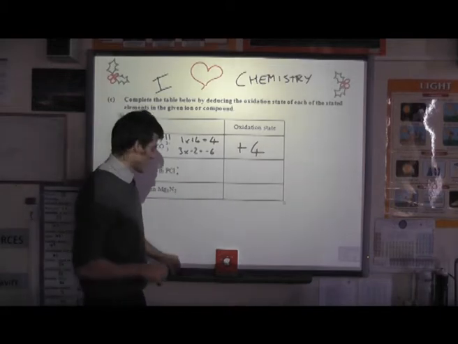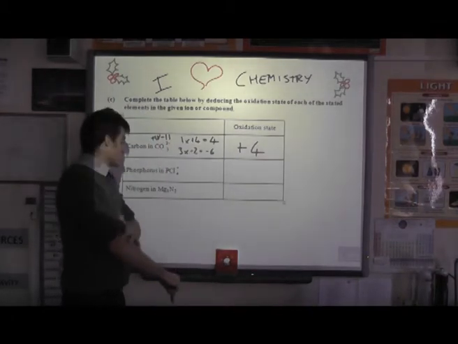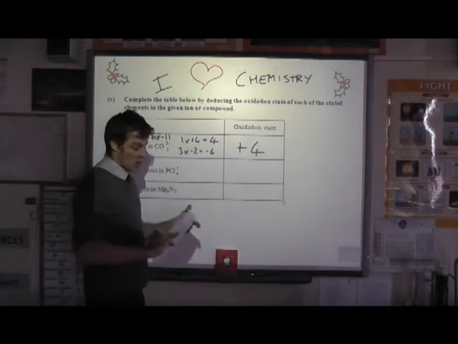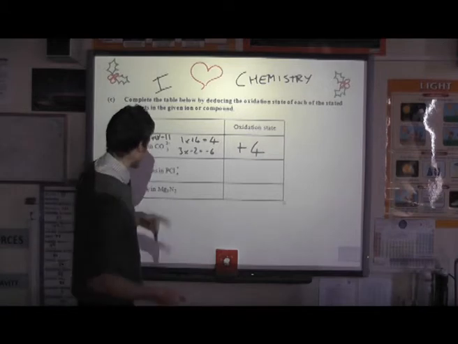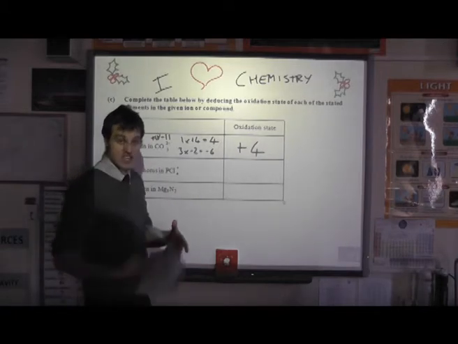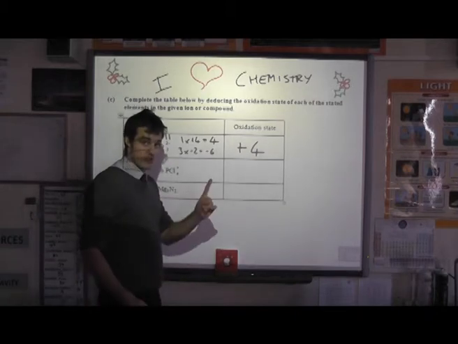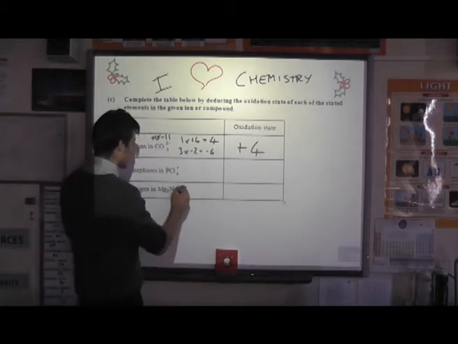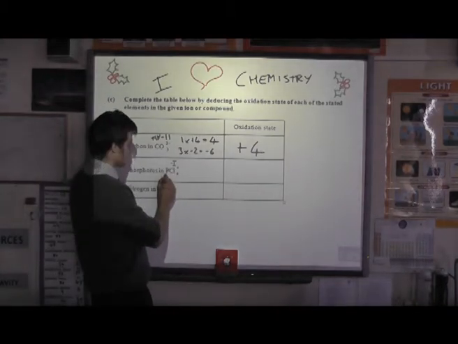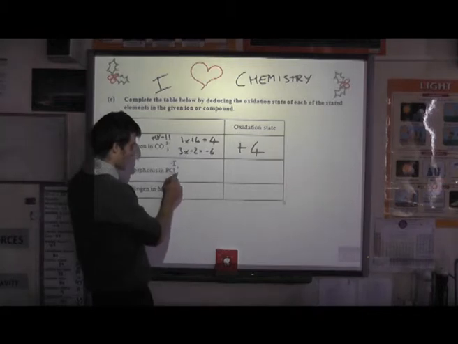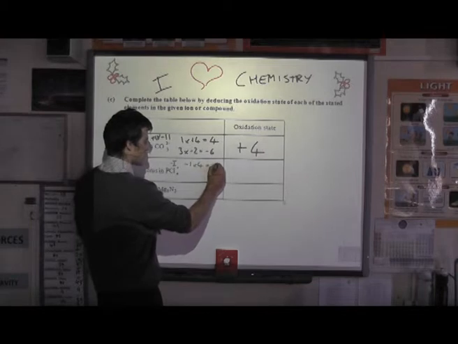Let's do phosphorus in PCl4+. Which is more electronegative, phosphorus or chlorine? Chlorine is. It's further to the right of the periodic table, in group 7. Chlorine wants to gain 1 electron because it's in group 7, so it's going to have a -1 oxidation state. What does the phosphorus need to be to make the charge +1? We have 4 chlorines, all -1, so -1 times 4 equals -4.